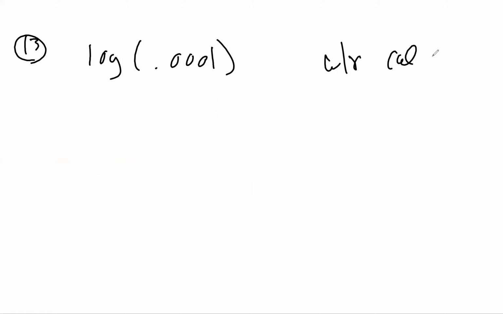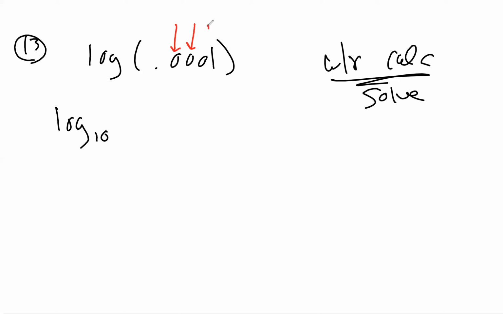Next, 13. The problem is log, and then in parentheses, 0.0001. That's what they give you, and they want you to solve or evaluate without a calculator. We need a final answer as a number. When we just have regular old log, we know that's base 10. And if you remember how to read a decimal, this is the tenths, this is the hundredths, this is the thousandths, and this is the 10,000ths.